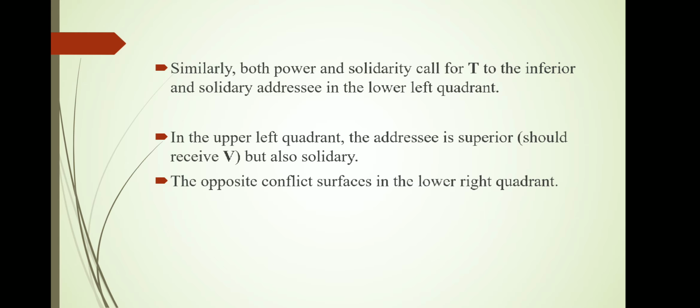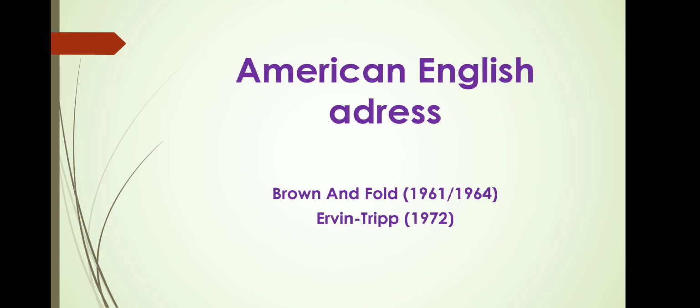Now we move to the American English address. This address system of American English in particular has been analyzed by Brown and Ford and by Ervin-Tripp. And each of these studies has become something of a classic. The principal choices in American English are between first name and title with last name, with first name roughly analogous to T and title last name to the V form.